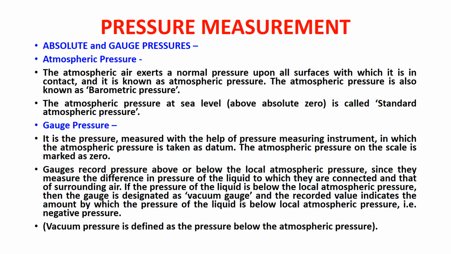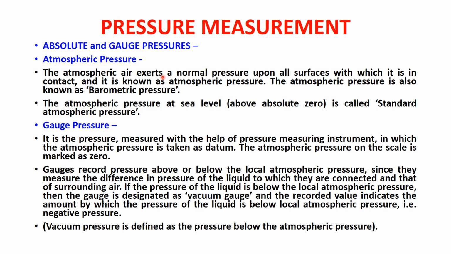Now going to the various types of pressures, this is a very easy point. You must have learned this in science, whenever you were in school or in 11th 12th sciences also, but we are going to repeat this as it is part and parcel of pressure measurement. Absolute and gauge pressure. So the first type of pressure is atmospheric pressure. The atmospheric pressure exerts a normal pressure upon all surfaces with which it is in contact, and it is known as atmospheric pressure. The atmospheric pressure is also known as barometric pressure. The atmospheric pressure at sea level is called standard atmospheric pressure. Here there is no need of much explanation: atmospheric pressure acts on all surfaces when it is not confined in a particular space.